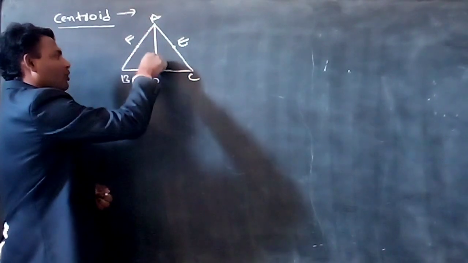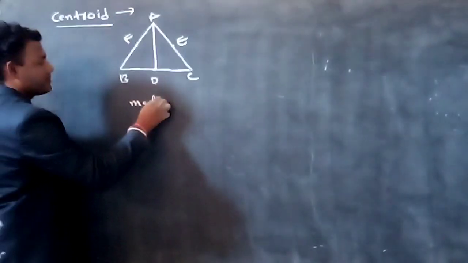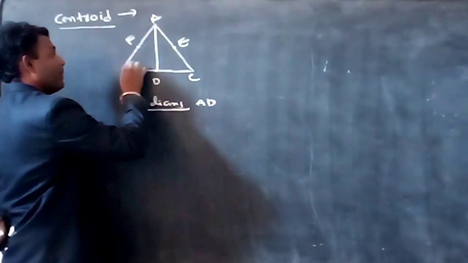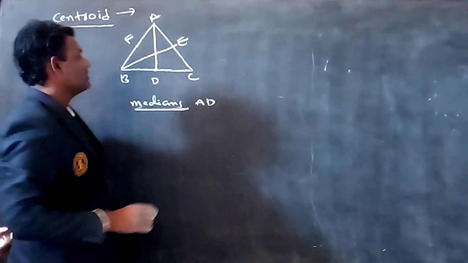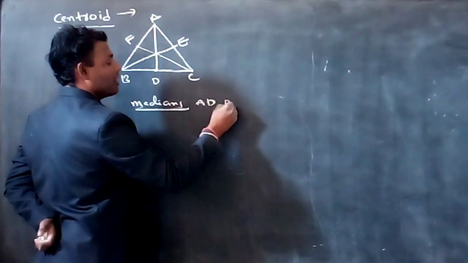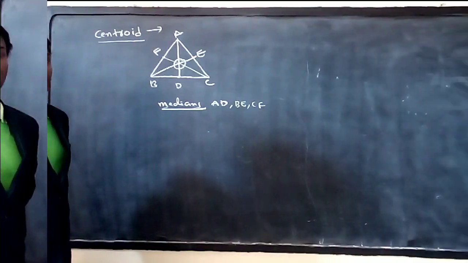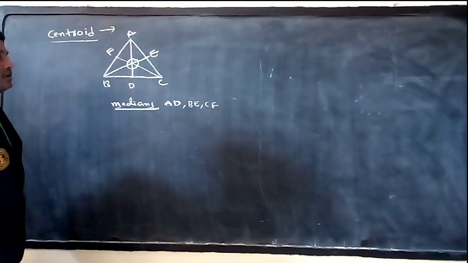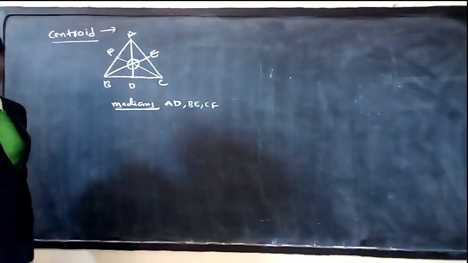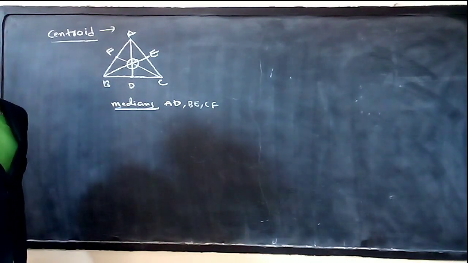So I am joining now AD. AD is called a median. Similarly, BE is called a median, CF is called a median. So the medians are AD, BE, CF. AD, BE, CF intersect at one point. This medians' intersecting point is called a centroid. The medians' intersecting point is called a centroid.